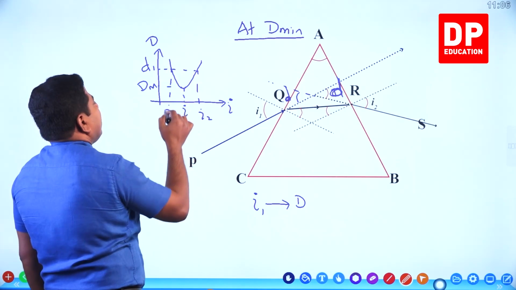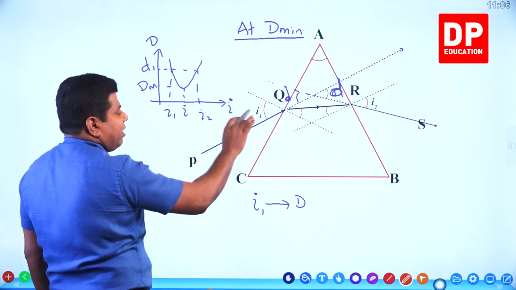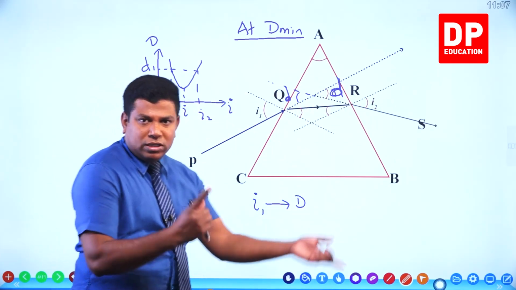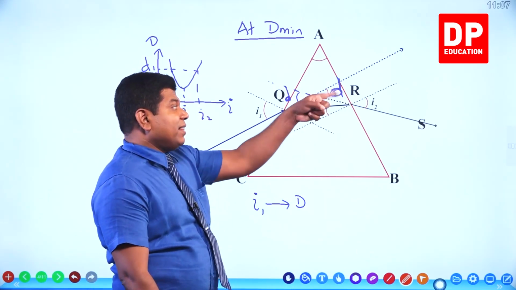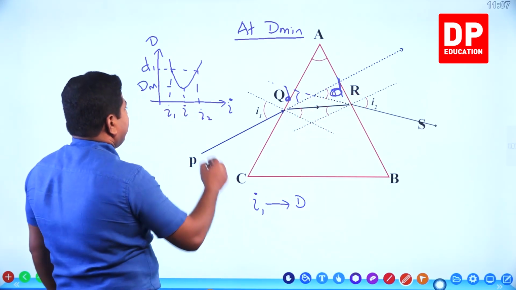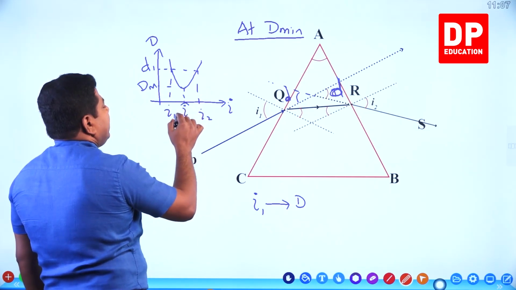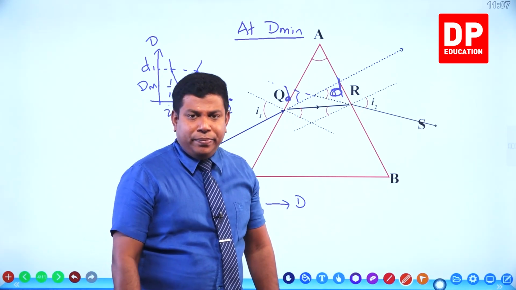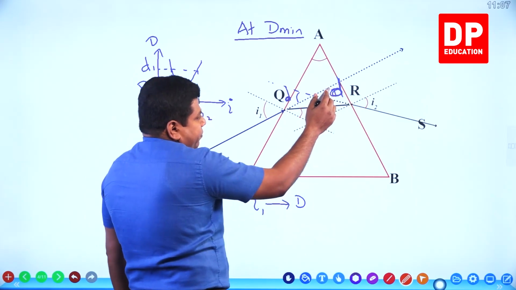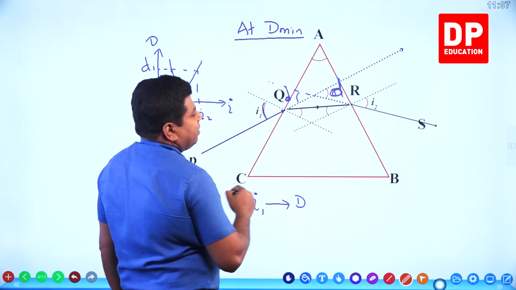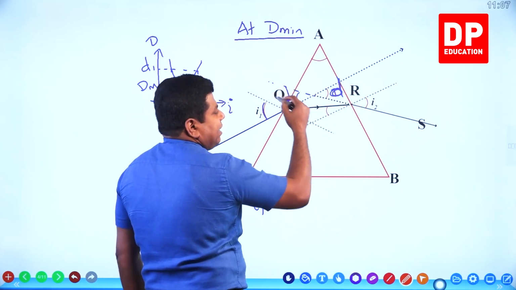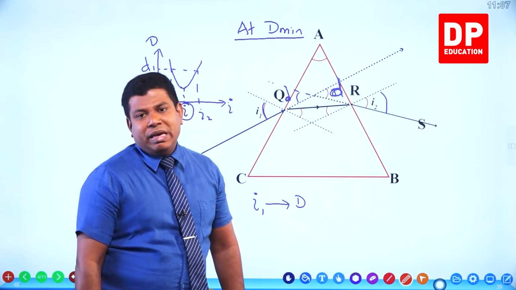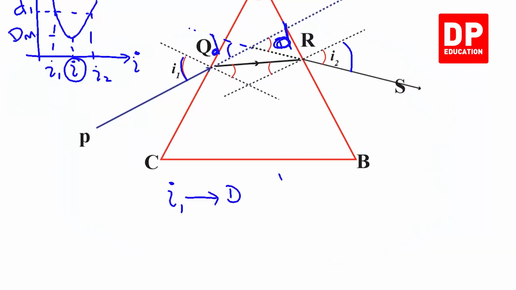See, for a deviation you have I1, I2, two incident angles. For I1 incident angle, if D is the deviation, for that same deviation I2 is also possible because the ray is reversible. But when this D is minimum, there is only one incident angle. There can't be two incident angles. What that means is, when D is minimum, you measure the incident angle here, and then when you reverse it again, you are going to get the same D. Measure the incident angle here. Both incident angles have to be same.